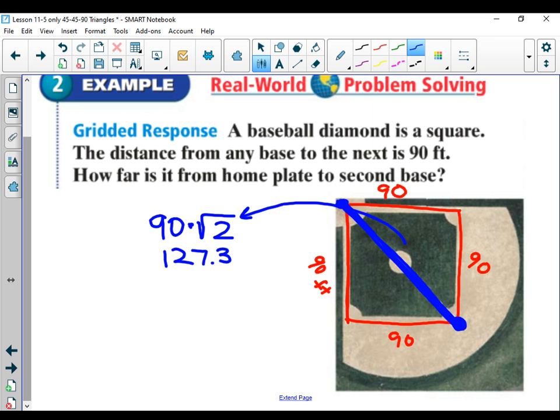Leighton, Blake told me he could throw out from his knees. Do you think he can? Throw where? From home to second on his knees, 127.3 feet. Probably. Probably, he's that good. I can do it, so yeah.